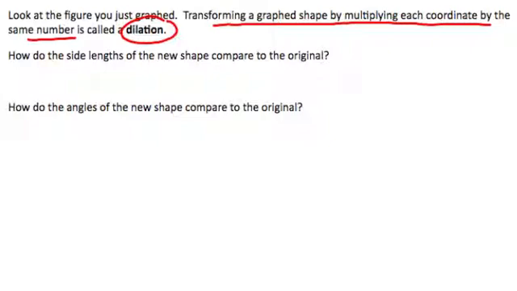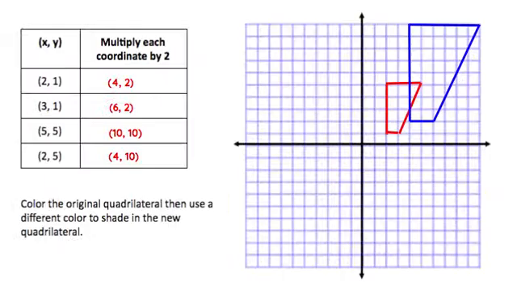So what we want to look at is how do the side lengths of the new shape compare to the original, and how do the angles of the new shape compare to the original? To do that, we're going to just take a look at the shapes. I can take my original and move it onto the new one, just like that. If you look at, for example, the bottom of the red one, it is 1 unit long. The blue one is 2 units long. And so what happened is it doubled, it went from 1 to 2.